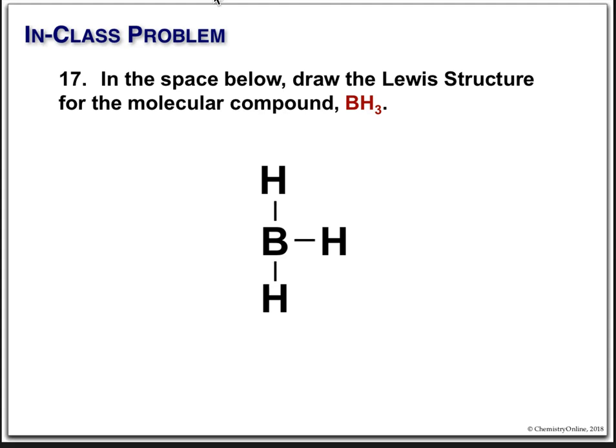Now you'll note that boron only has 2, 4, 6 electrons around it. Remember, we always shoot for 8. 8 is our octet rule. Boron is one of the exceptions for the octet rule. Any questions on how to do this?